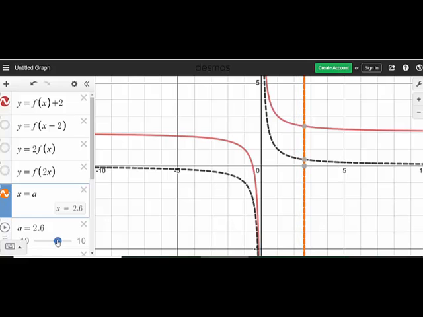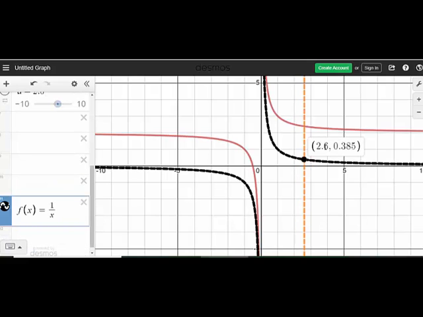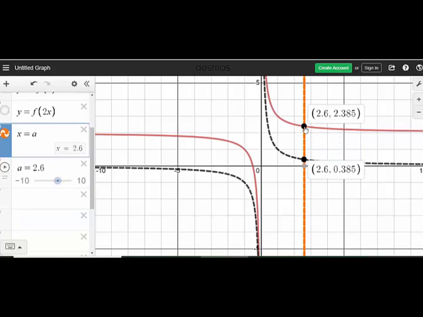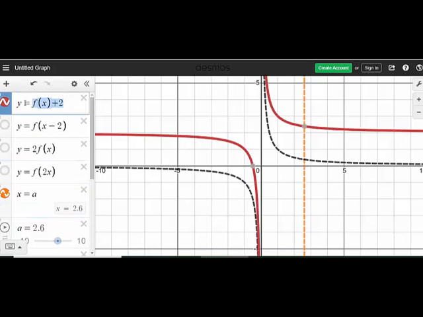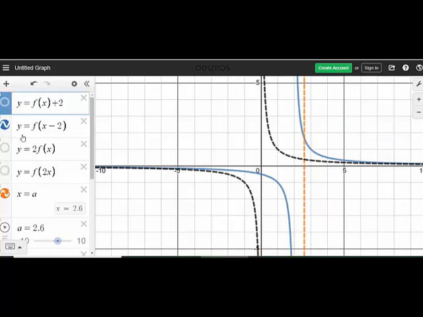As I slide across, 2.6. My graph is at 0.385 for a y value and 2.385, 2 values higher, again, because I've moved the whole thing up 2 on that red equation. Similar idea then, turn that off.